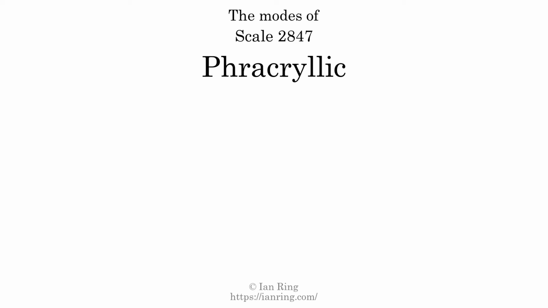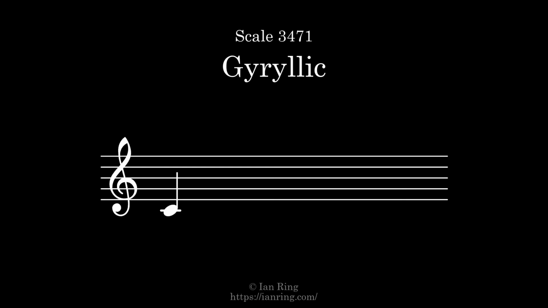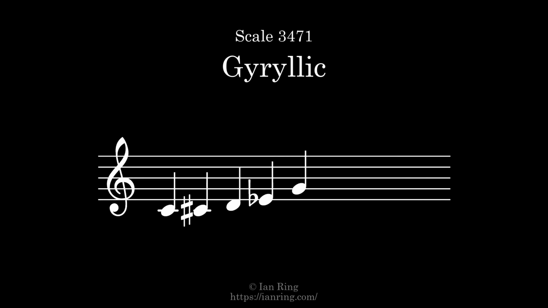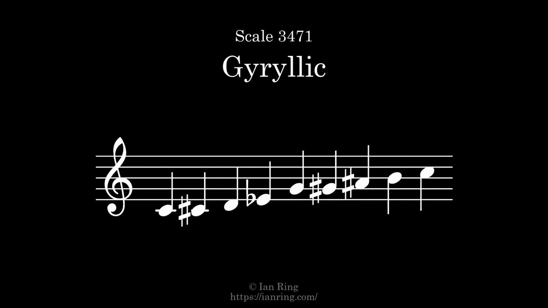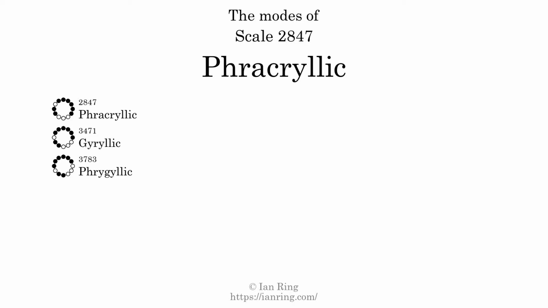This scale has 8 modes. The first mode is itself. The second mode is scale 3471, also known as Phracryllic. It sounds like this. The third mode is scale 3783, also known as Phracryllic. It sounds like this.